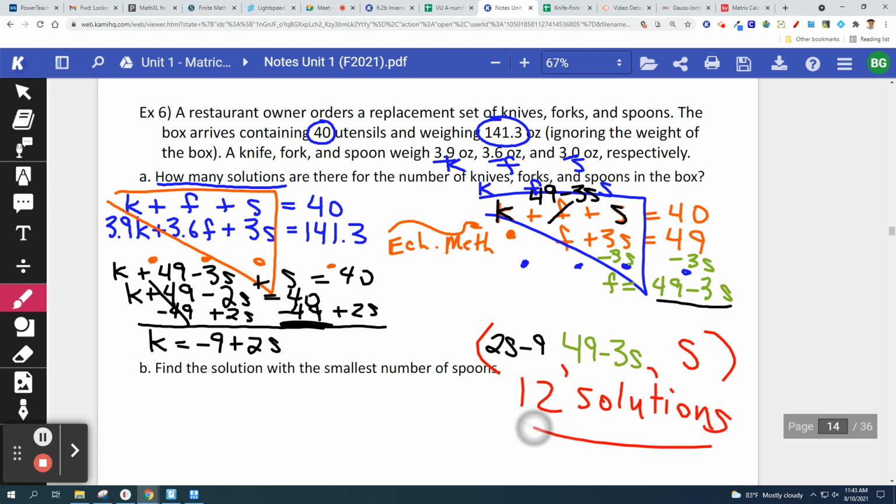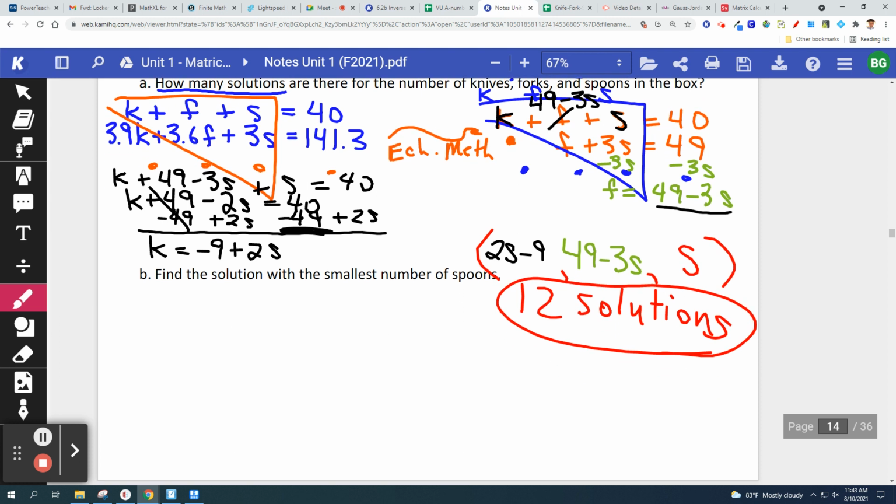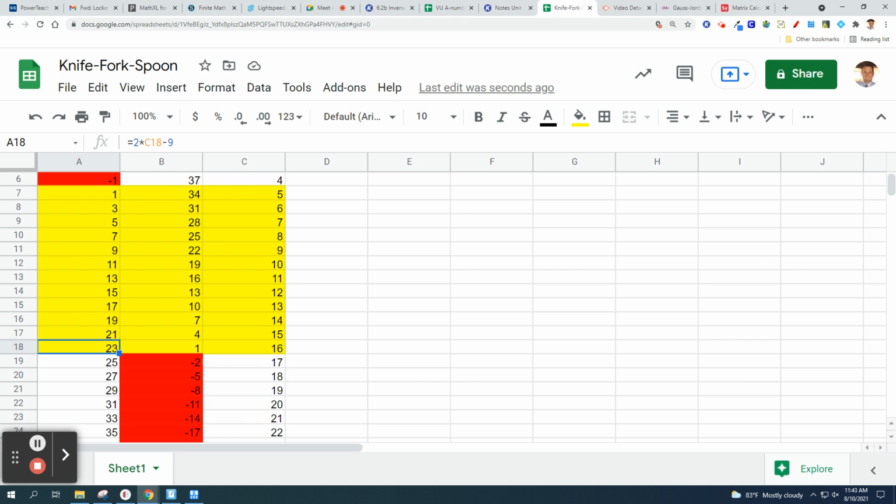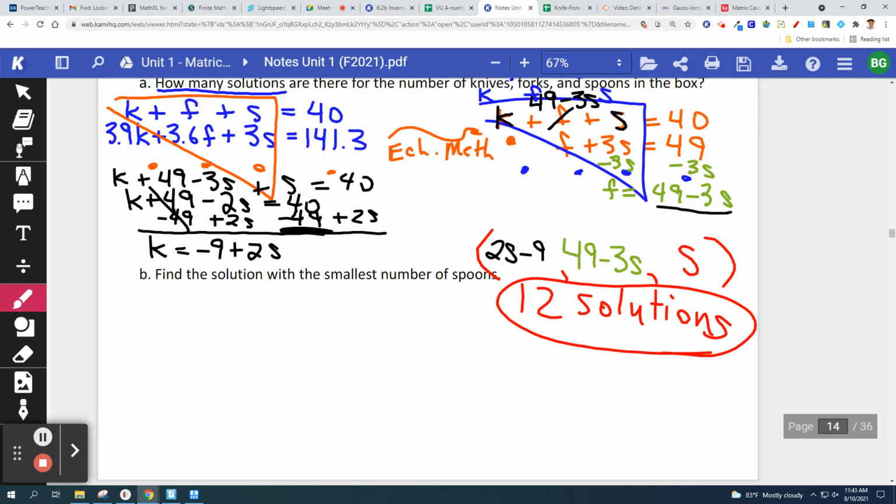Hang on, not done. We haven't done part B yet. Part B says find the solution with the smallest number of spoons. Well, that's easy now, right? Because these are the only possible solutions. So the solution with the smallest number of spoons is right there, right? 1 knife, 34 forks, and 5 spoons.